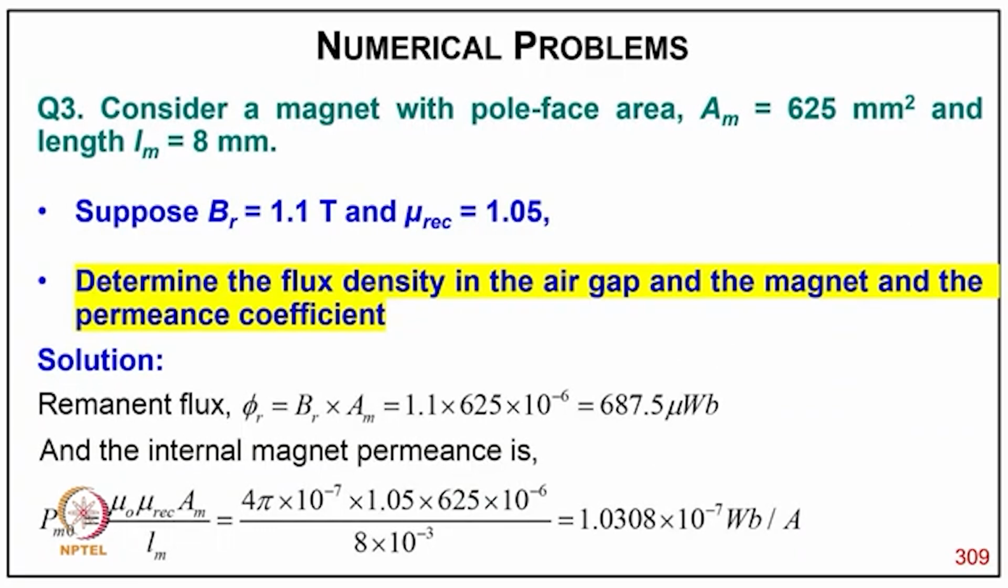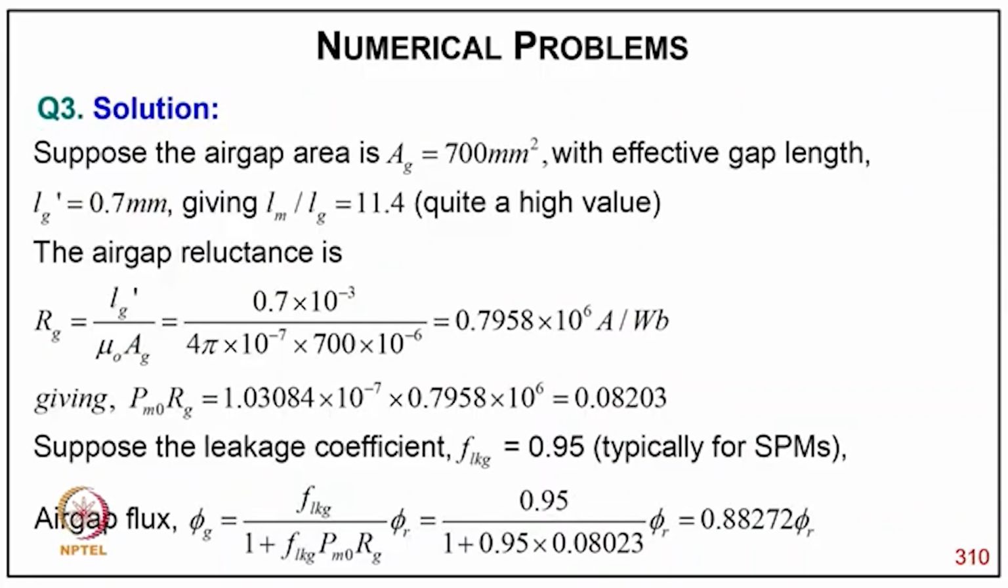Now coming to question 3, consider a magnet with pole face area Am equal to 625 millimeter square and length Lm equal to 8 millimeter, and suppose Br equal to 1.1 Tesla and mu recoil equal to 1.05, and determine the flux density in the air gap and the magnet and the permeance coefficient. The solution is: remanent flux phi r equal to Br into Am, and that comes 685.5 microweber, and the internal magnet permeance is Pm0 equal to mu 0 mu recoil Am upon Lm, putting the value it comes 1.0308 into 10 power minus 7 Weber per ampere.